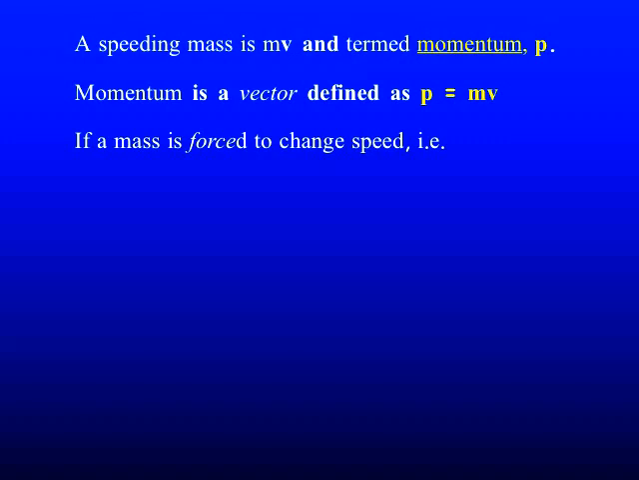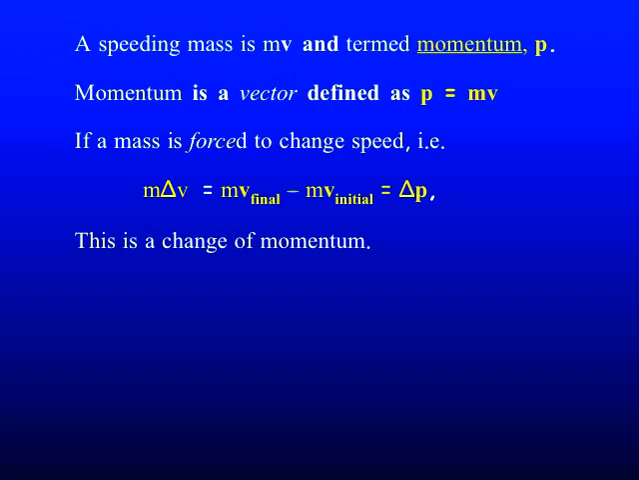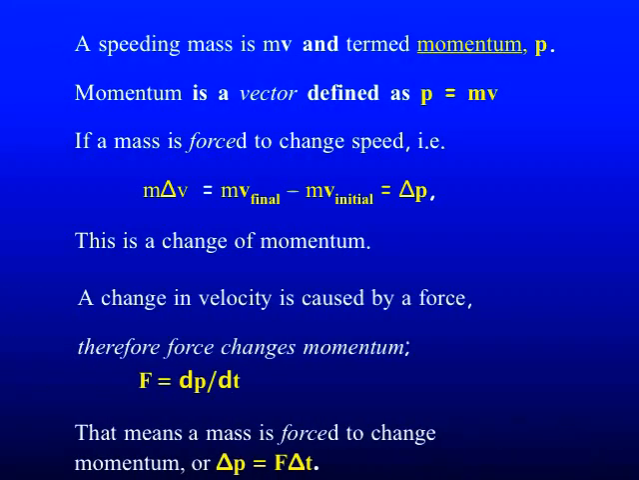If a mass is forced to change speed, m delta v is the change from the final speed to the initial speed, then we are changing momentum. Change in velocity, as we know, is caused by a force. Therefore, force changes momentum. Force is a change in momentum per time. This is another form of Newton's second law.